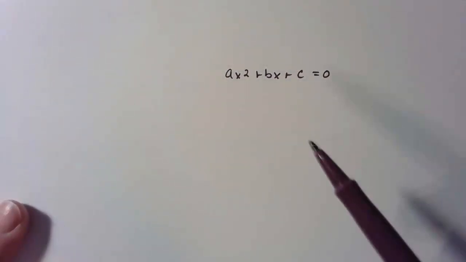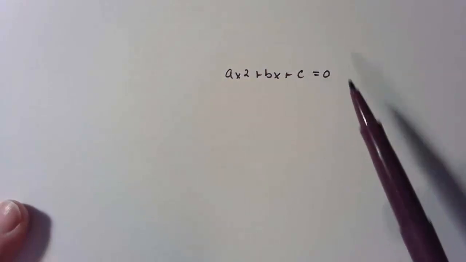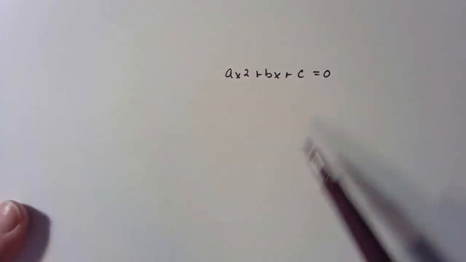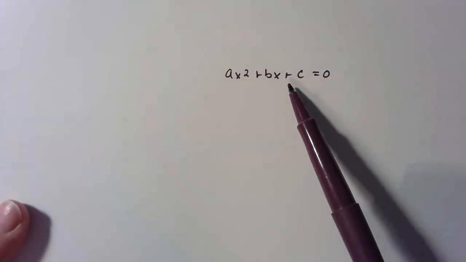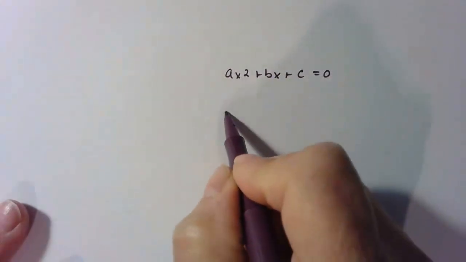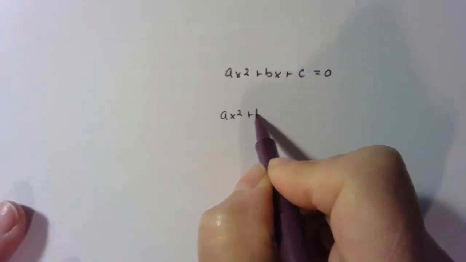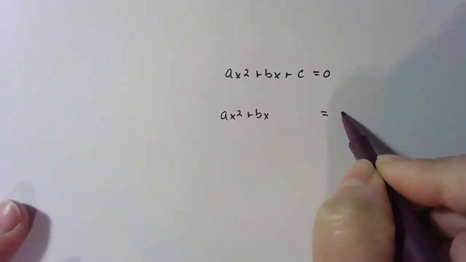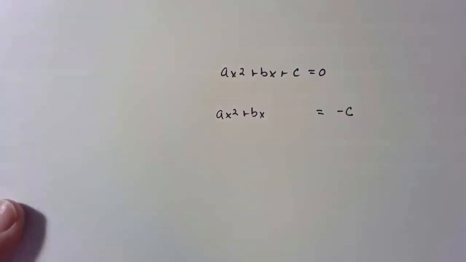So if you remember with completing the square, the first thing we do is move our constant over to the other side. We're going to do that using the inverse operation of subtraction. So we've got ax squared plus bx is equal to negative c. I'm leaving myself some room there.